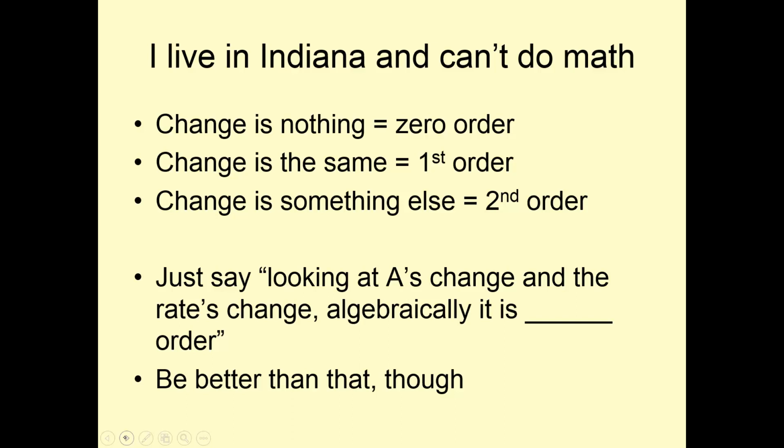Advanced Algebra, excuse me. Then all you need to know for AP Chemistry is if you double A and the rate doesn't change, it's 0 order. If you double A and the rate doubles, it's first order. If the change is something else, it's second order. So looking at A's change and the rate's change, algebraically, it is blank order.